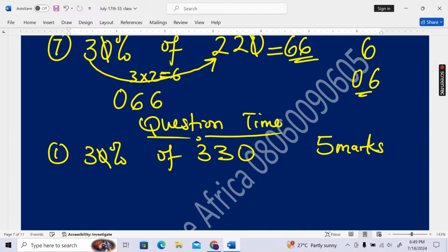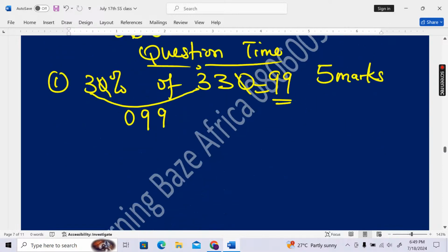Now, let's do it together. So we strike out the 0 and multiply 3 by 3. That will give us 9. And another way to write 9 is 09. So 0 and 9 written with a space in between. Then add the 2 digits together. You have 9 right at the middle. So 099 is the same thing as 99. So 30% of 330 is equal to 99. So if you typed 99 in the comment section, give yourself 5 marks. Now the next question.